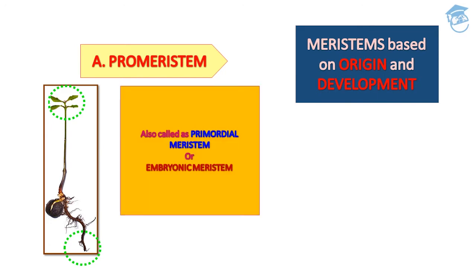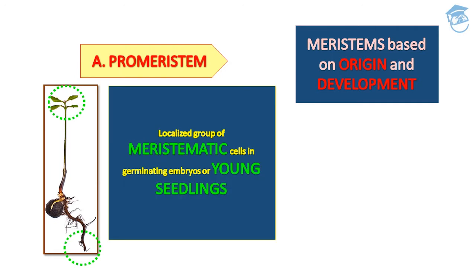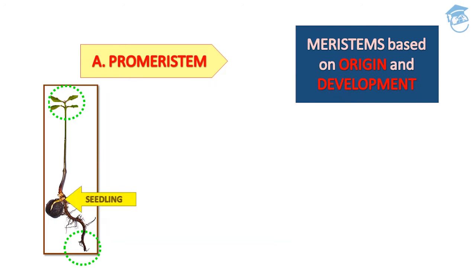It is also called primordial meristem, or embryonic meristem, students. Promeristem is a localized group of meristematic cells that are present in the early age of the embryo, or in the germinating embryo or young seedlings. See, this is the seedling, and this is the germinating seed, which gives rise to radicle and plumule. In later stages it gives rise to the shoot system, and the radicle gives rise to the root system.